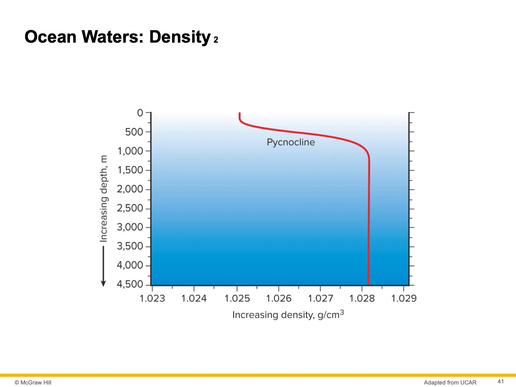Here's a graph showing the density versus depth. The density is the lowest at the surface, right here, so it would be toward this side of the graph. It increases to a depth of approximately 1,000 meters, and then the density is generally uniform below the pycnocline.